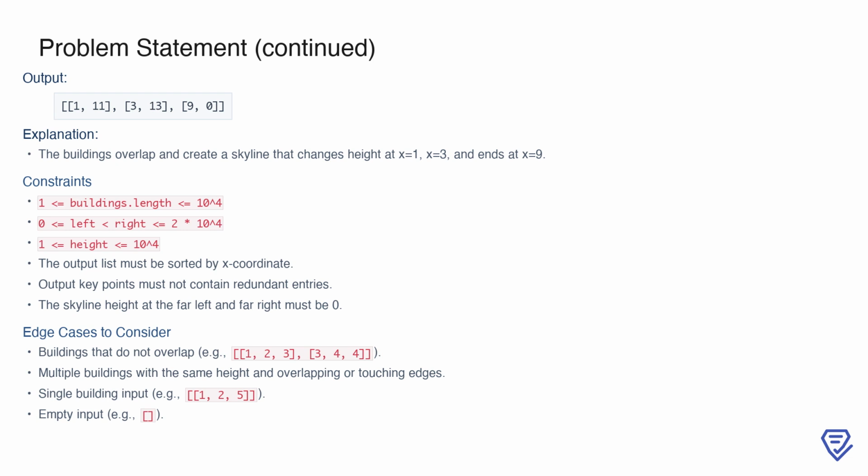When solving this problem, there are several constraints and edge cases to keep in mind. The input list can contain up to 10,000 buildings, and their coordinates and heights must fall within specified bounds. Additionally, the output must be sorted by x-coordinates, and redundant points, such as consecutive ones with the same height, must be removed. Consider cases like non-overlapping buildings, multiple buildings with the same height, or even an empty input list, all of which should be handled correctly to ensure a valid skyline representation.